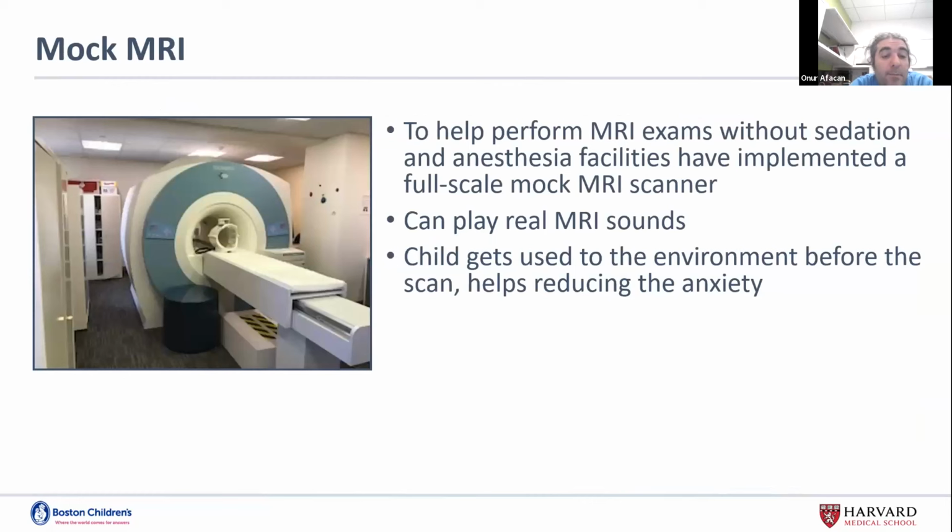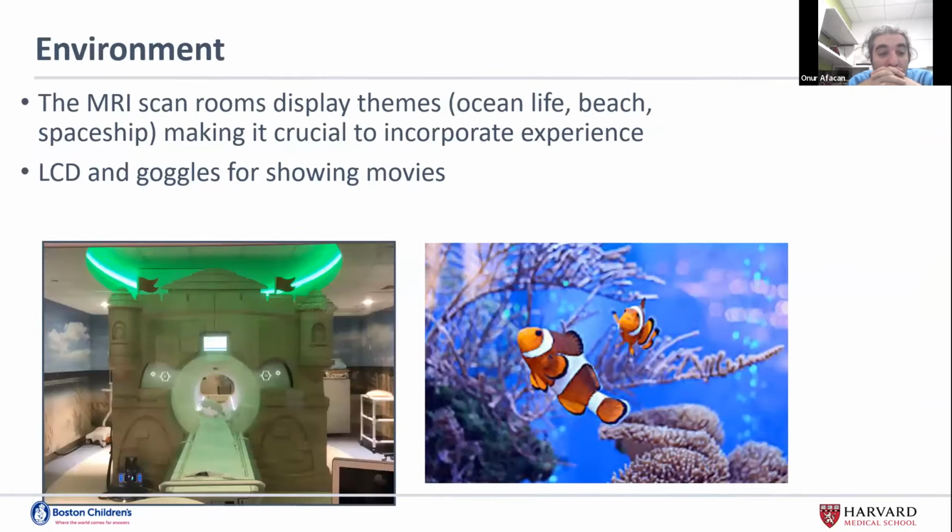We have also developed some techniques to make sure that children get familiar with the MRI. One of them is the mock MRI. We can play real MRI sounds, and the child comes to the scan 1 hour early, goes to the mock MRI scanner, and has the experience of an MRI. We hope that this will increase the chance of the child not moving. We also have MRI scan rooms that display themes, like, as you can see, a sandcastle. We also have a fish aquarium environment. And we can also show LCD and goggles.